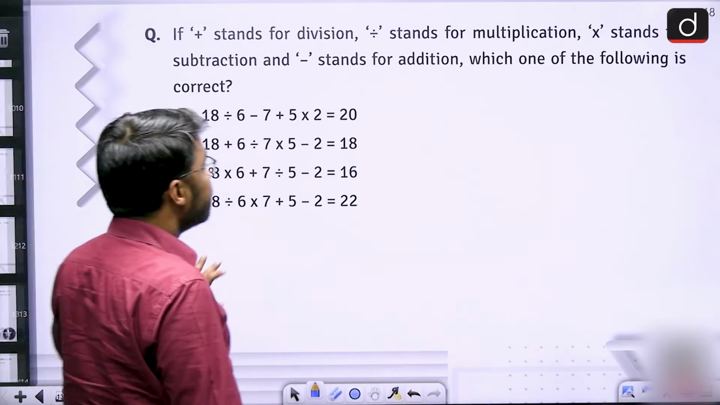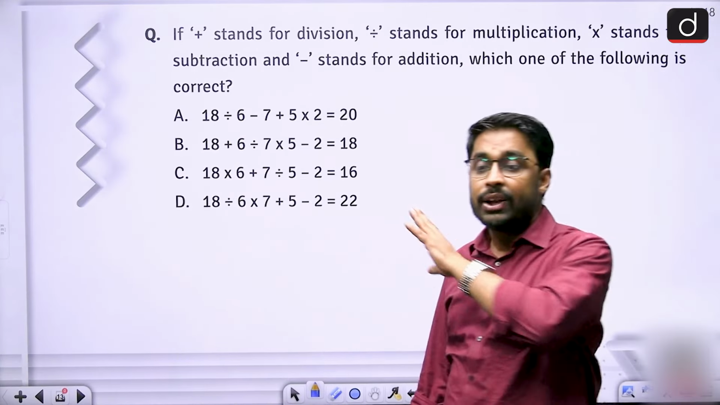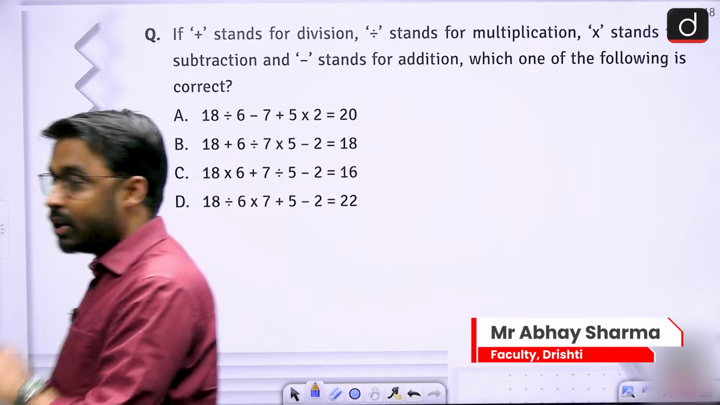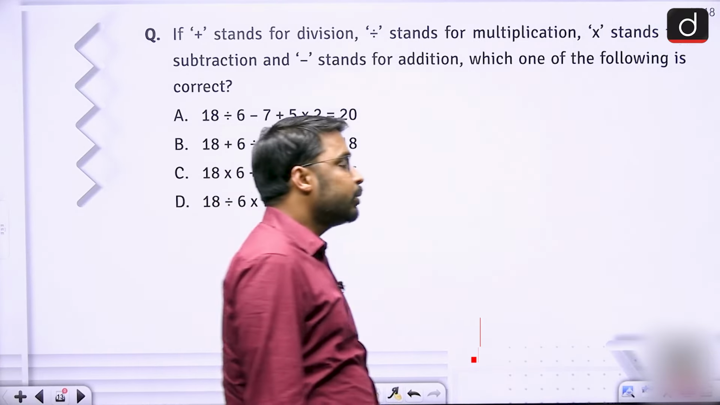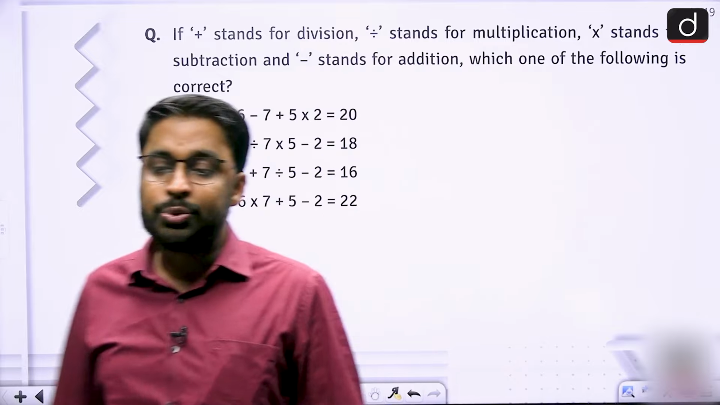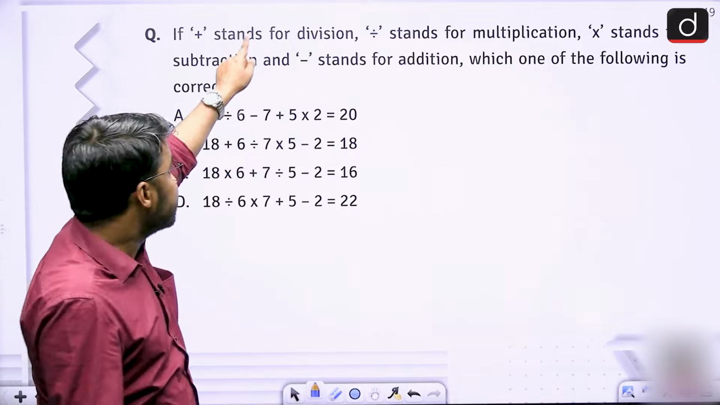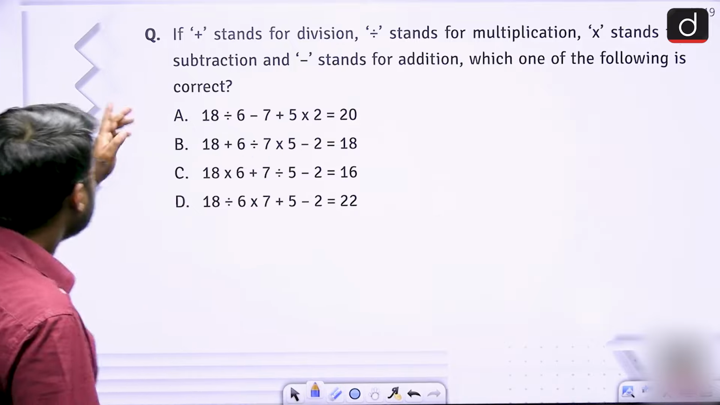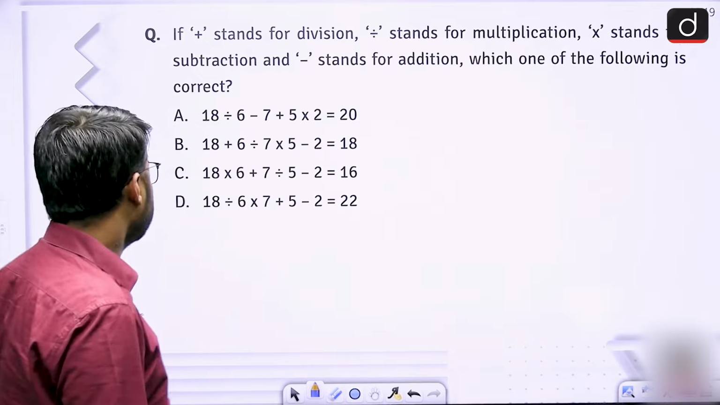Now the second type of question that you can expect in the exam would be based on this, where you have to find out which of the given mathematical equations is correct. In all 4 options, a mathematical equation is given to you. You have to find out which of these 4 equations is correct after replacing the codes. For example, if plus stands for division, divide stands for multiplication, multiply stands for subtraction, and minus stands for addition, then which of the following is correct?